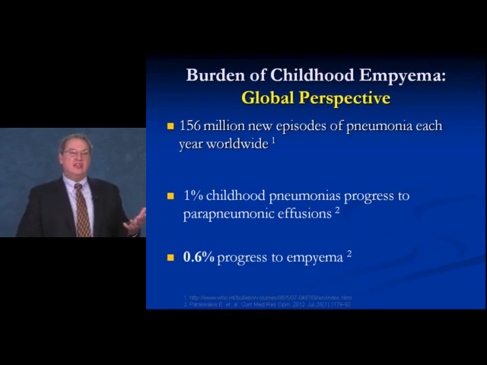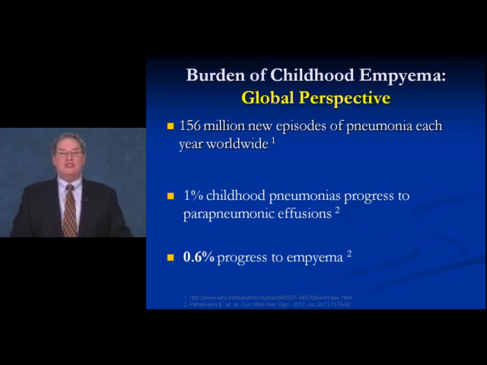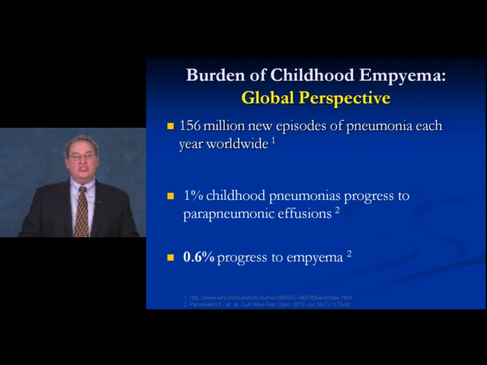Now, to get a sense of how many of these children with pneumonia actually develop empyema, there are 156 million new episodes of pneumonia each year around the world. 1% of these children will progress to have a parapneumonic effusion, but only 0.6% will progress to empyema.